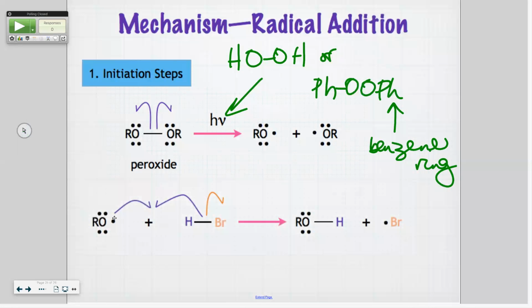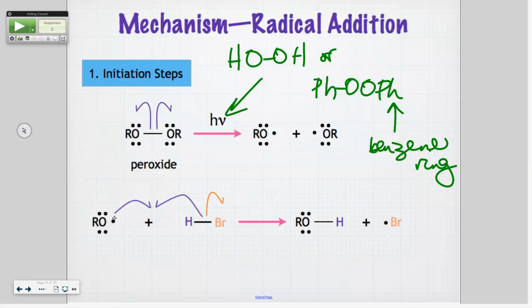Okay, here's the next one. Now what's going to happen is that free radical is going to react with HBr. Remember, 2 electrons make a bond, 1 electron from the free radical, 1 from the hydrogen. That's going to give us ROH. What kind of compound is that? That's an alcohol, right? Plus your bromine free radical. I just don't have all of those electrons on there.